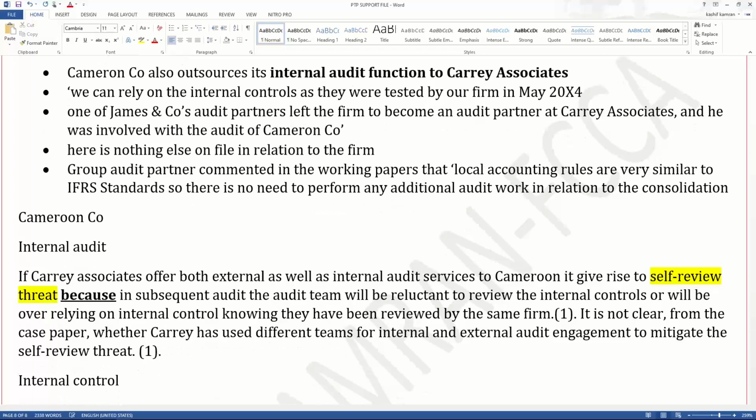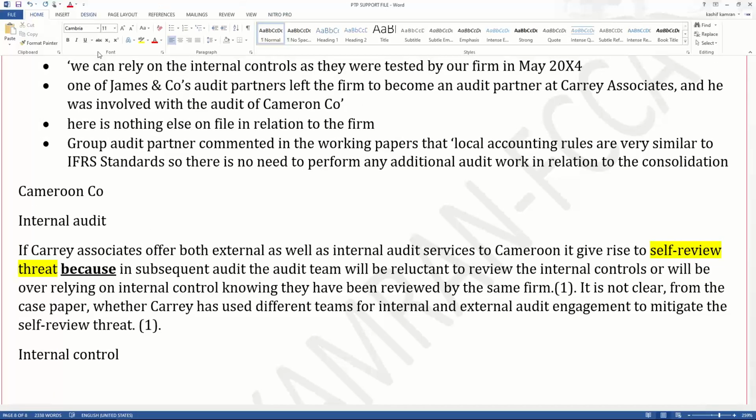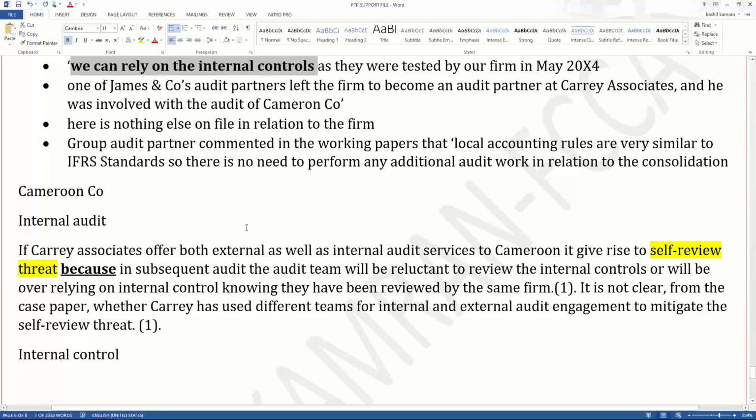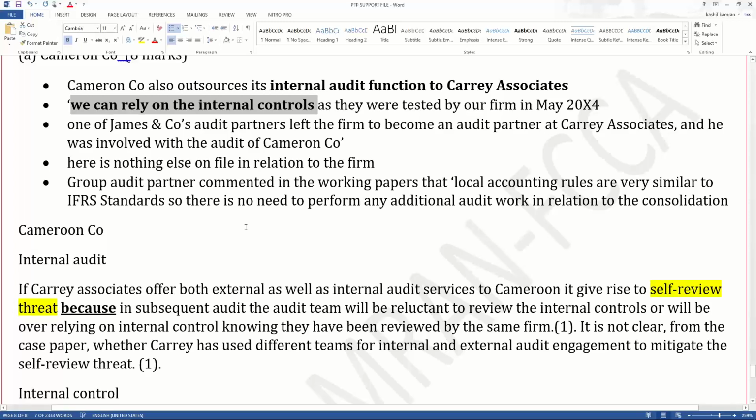Now you need to understand one thing very carefully. This is a judgment, right? We can rely on internal control. Now this is the judgment of Kerry Associate, the component auditor, and the component auditor is saying we can rely on internal control as they have been tested by our own firm in May 20x4. Now I want to give you a relevance here, as they were tested by our firm in May 20x4.